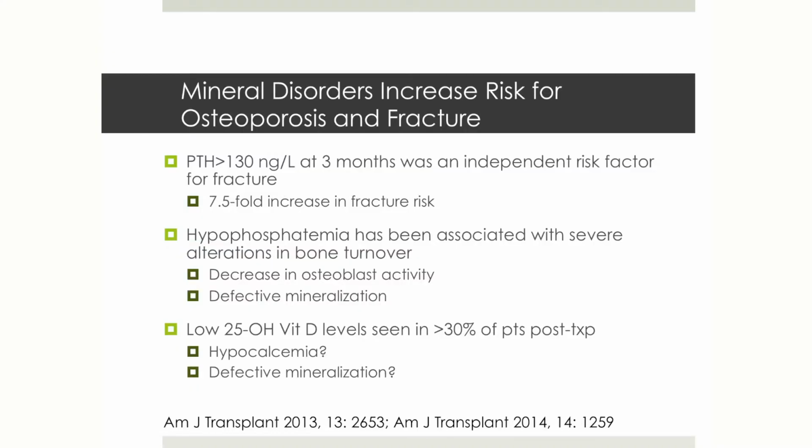general population. PTH at over 130 at 3 months is an independent risk factor for fracture, with a 7.5 increase in fracture risk. And interestingly, hypophosphatemia has been associated with severe alterations in bone turnover, including decreased osteoblast activity and defective mineralization, which may contribute to fracture rate.